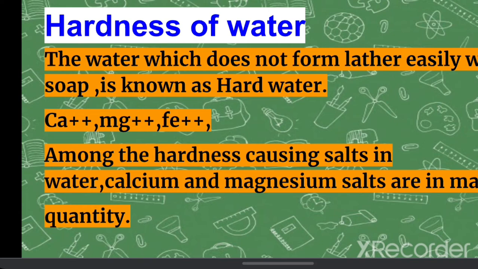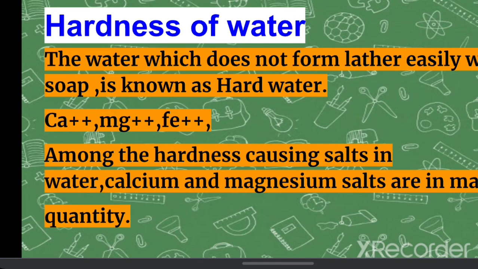The second topic is the hardness of water. The definition of hard water is water which does not form lather easily with soap. Hard water contains Ca++, Mg++, Fe++. Among the hardness causing salts in water, calcium and magnesium salts are in major quantity. Hard water contains more or less quantities of various dissolved salts.